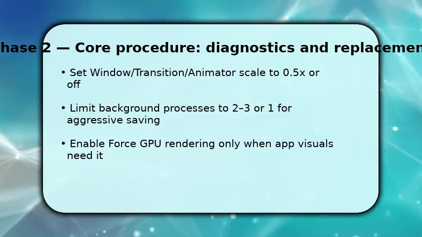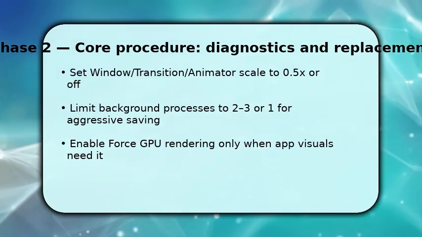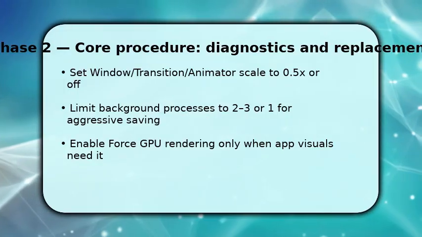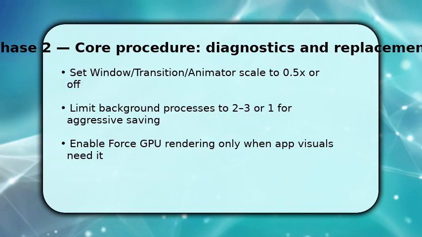Next, limit background processes to 2 or 3, or 1 if you want aggressive RAM savings. That frees memory for the foreground app.